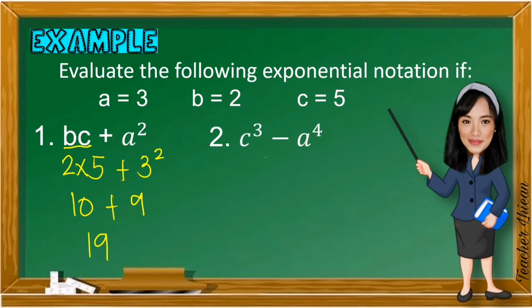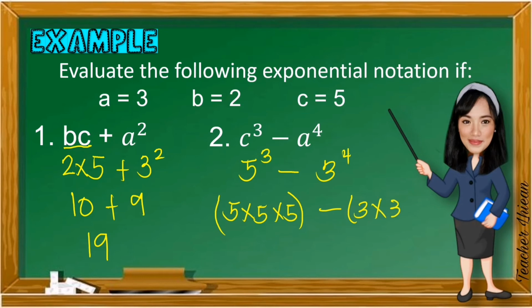Example number 2, we have C raised to the 3rd power minus A raised to the 4th power. So, papalitan lang natin si C ng 5. Then, raised to the 3rd power minus A, si A ay 3, raised to the 4th power. So, ibig sabihin, imumultiply natin si 5 ng 3 beses sa sarili niya. So, we have 5 times 5 times 5. Minus, imumultiply naman natin si 3 sa sarili niya ng 4 na beses. 3 times 3 times 3 times 3.